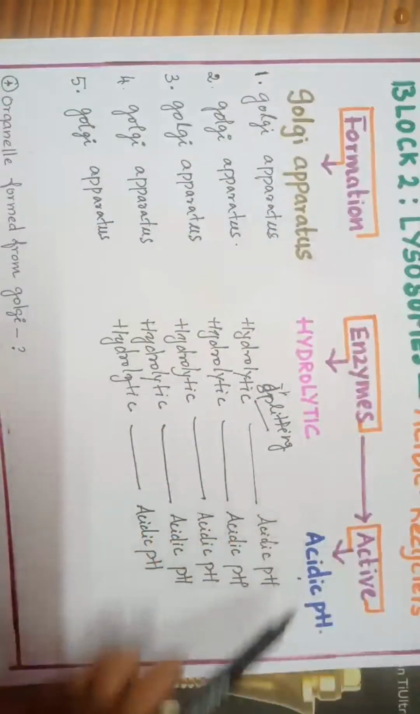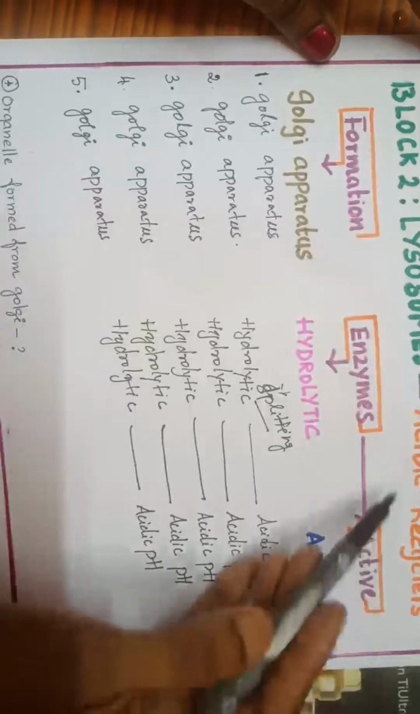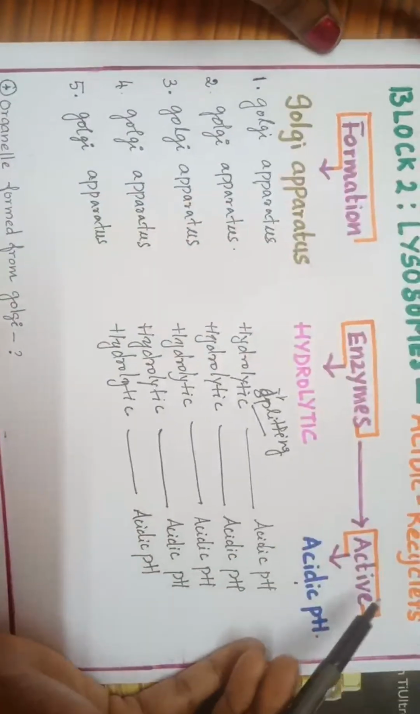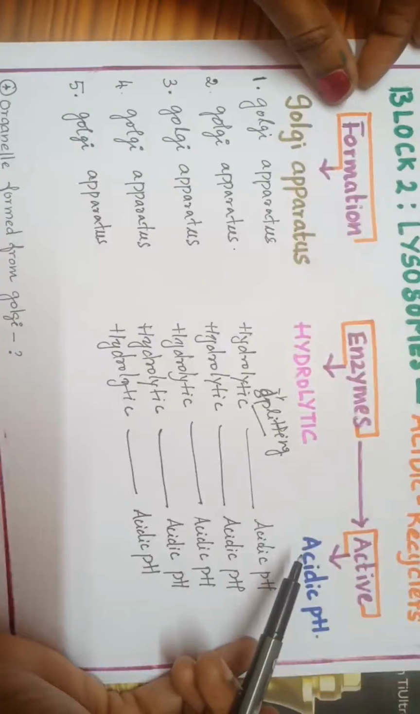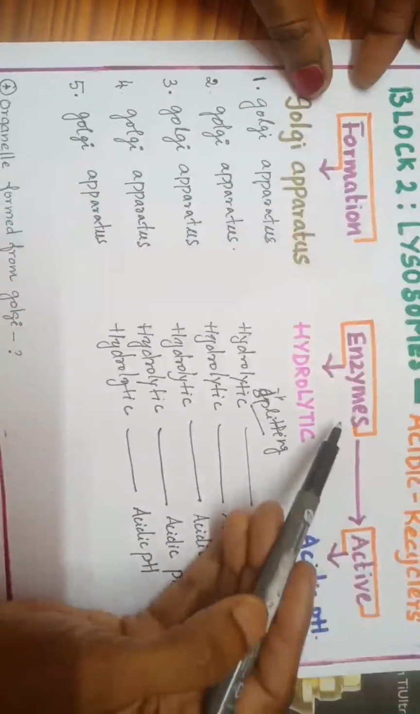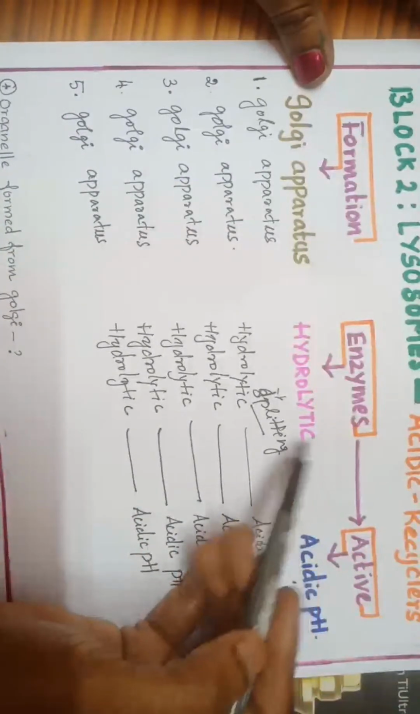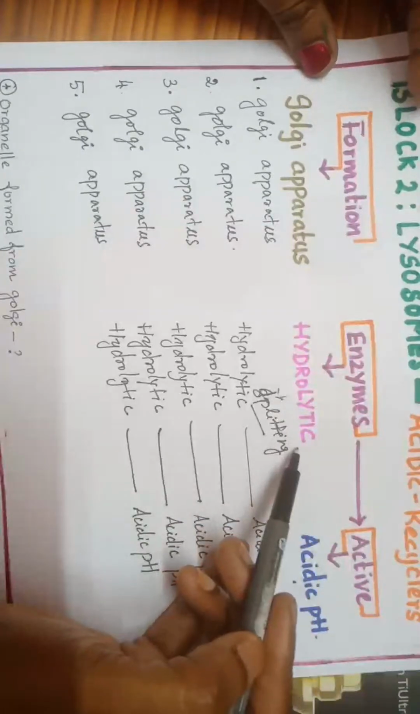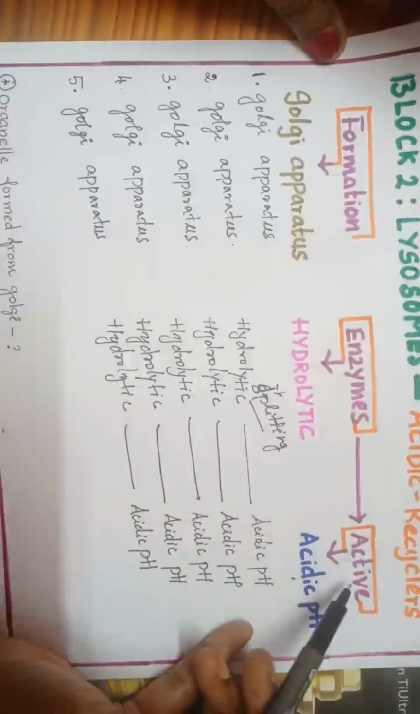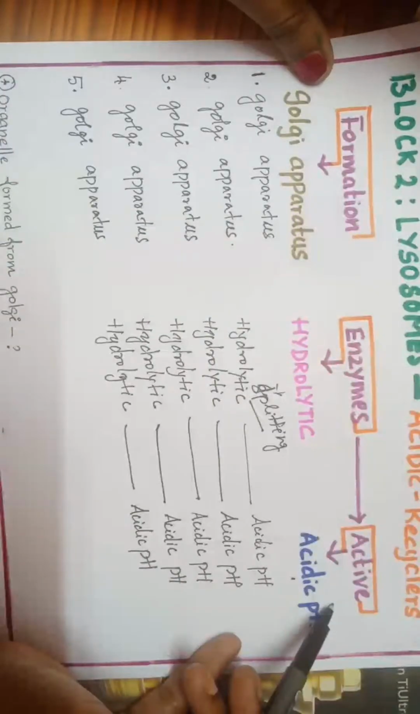And next is block 2, that is lysosomes. They are also called acid recyclers. They are formed from the Golgi apparatus by the process of packaging. Next, they contain hydrolytic enzymes, that is the destructive. Lysis means destruction, destructive enzymes, and they are active at acidic pH.